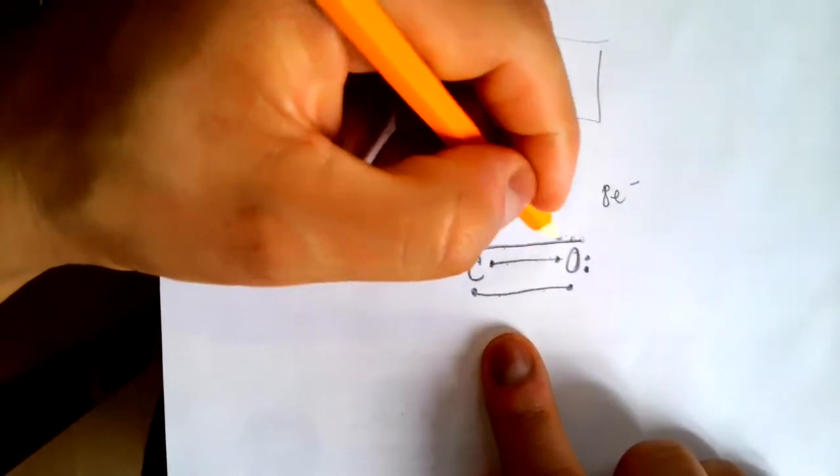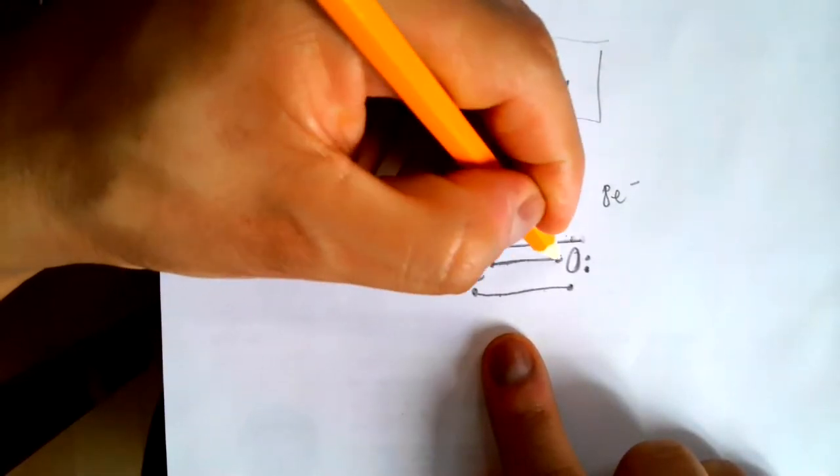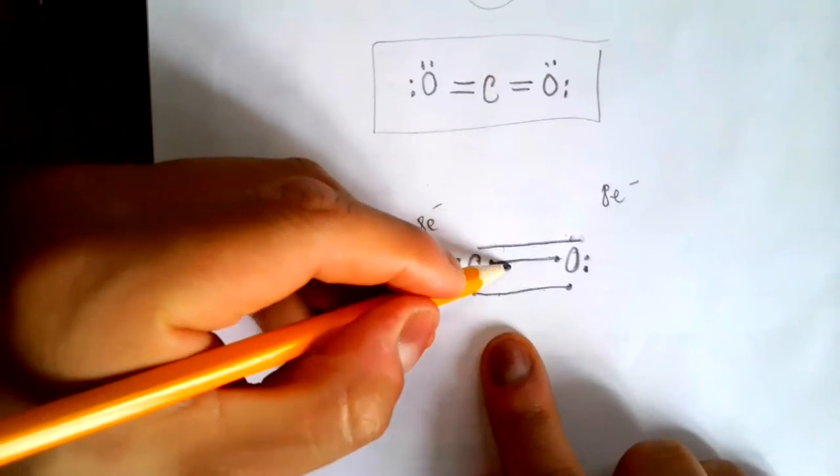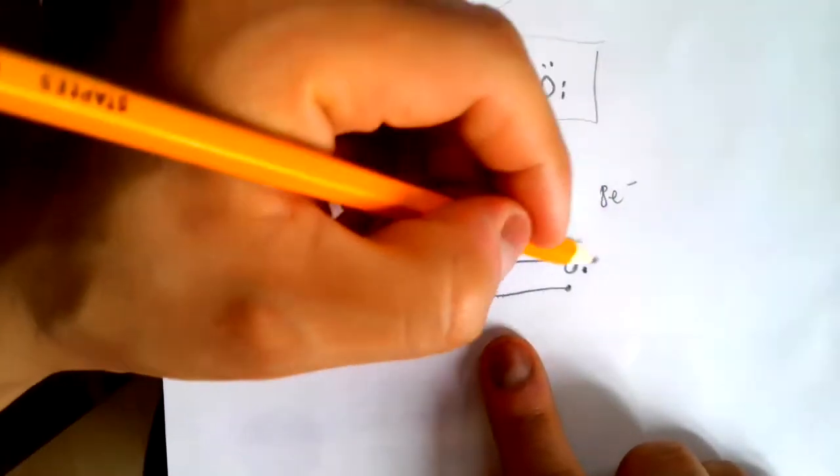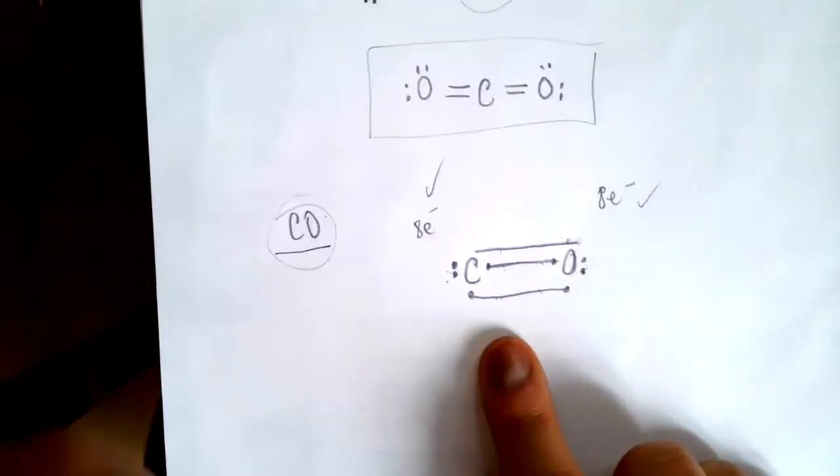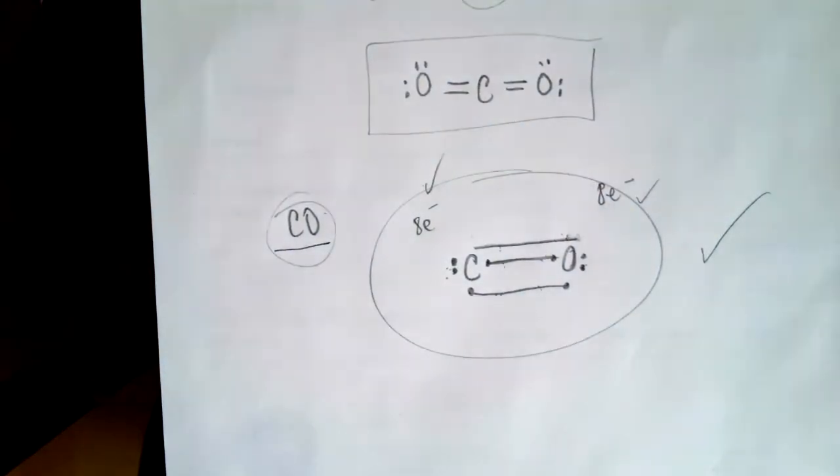Each bar means 2 electrons, right? Because it's a chemical bond using 2 electrons. So 2, 4, 6, 8 for carbon, good. 2, 4, 6, 8 for oxygen, good. So this one satisfies the octet rule.